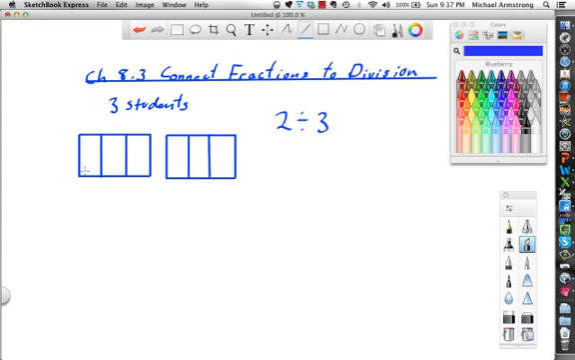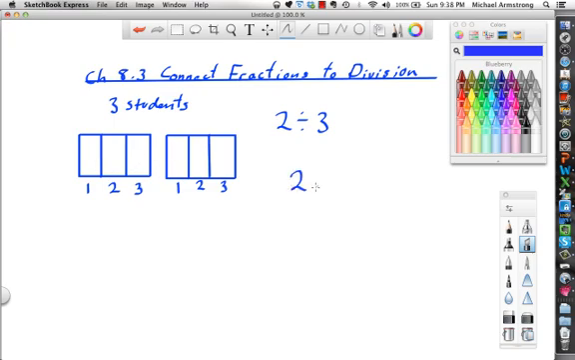Okay, student number 1 gets 1 piece from this. Student number 2 gets a piece, and student number 3 gets a piece. But then we move on to this paper. Student number 1 gets a piece, student number 2 gets a piece, and student number 3 gets a piece. So student number 1 actually gets 2 of these little pieces of paper that are 1/3.